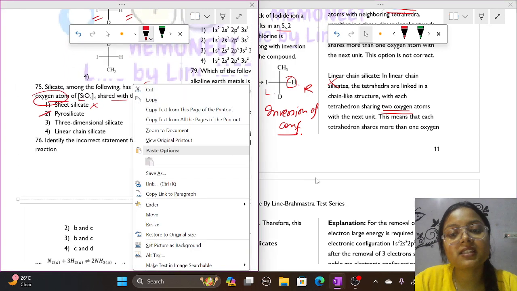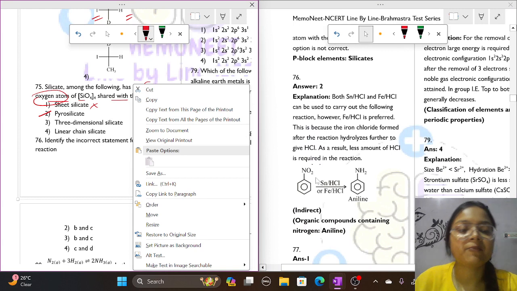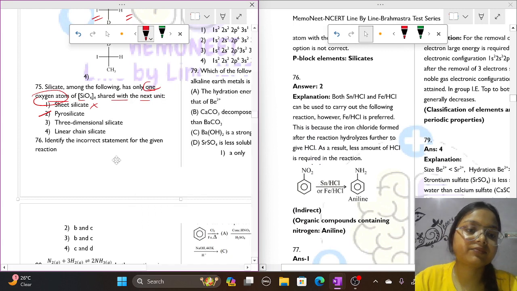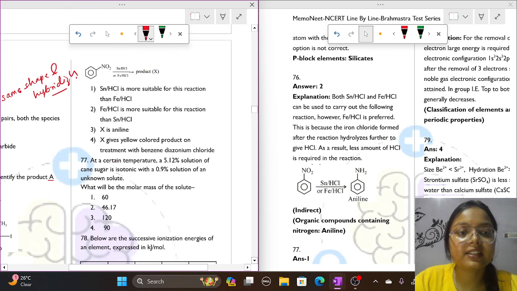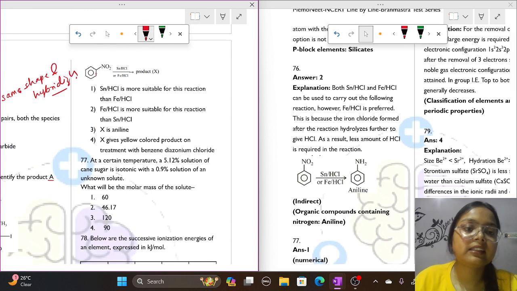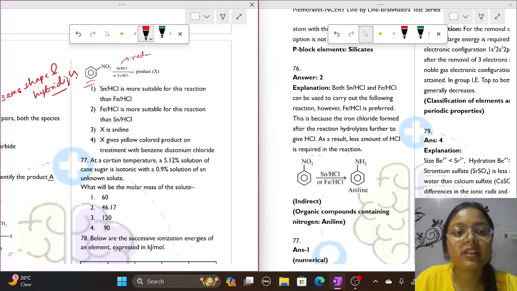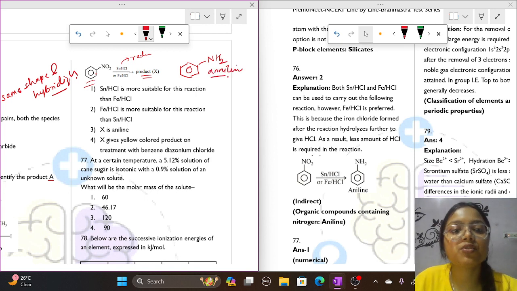Next is question number 76. For question number 76, identify the incorrect statement for the given reaction. So let's read the statement first. This nitrobenzene on reaction with SnCl2, this is the reduction. Okay, SnHCl or FeHCl, and we will get a product X. So what will be the product? The product will be aniline. And we have to find out which is more suitable, SnHCl or FeHCl.